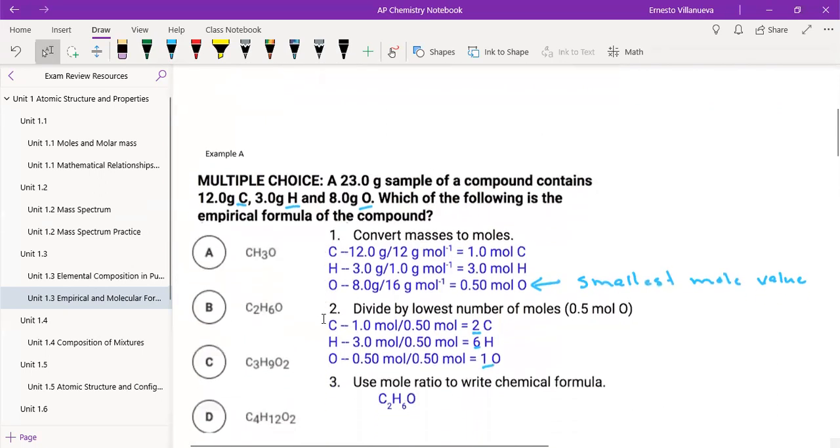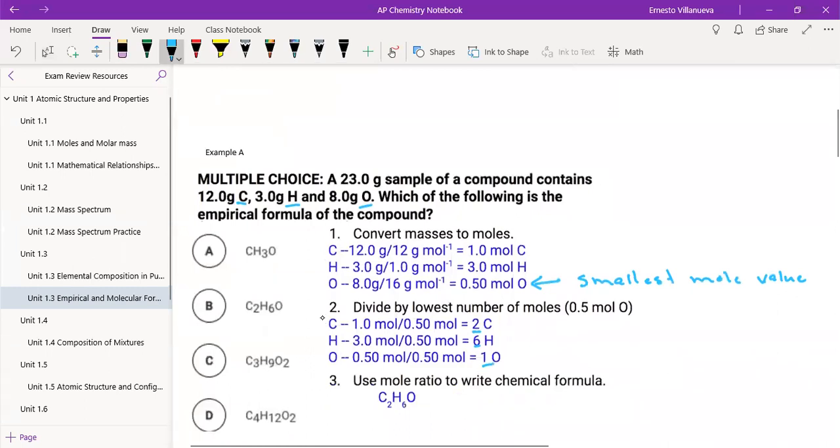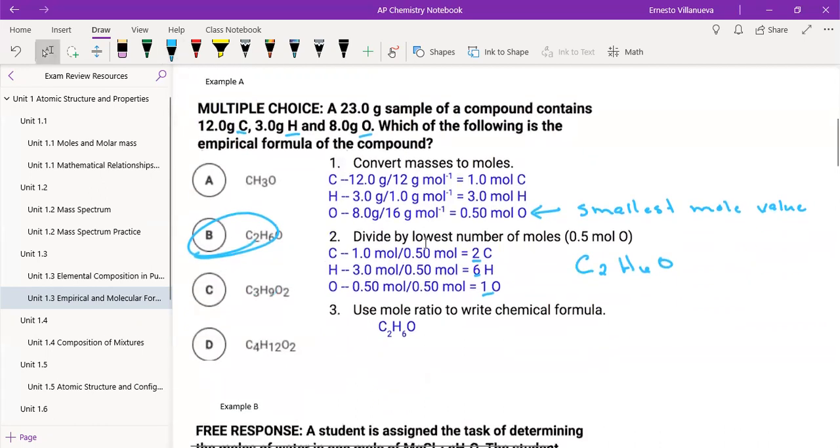Then on the multiple choice, we have to figure out that our compound is going to be 2 carbon, 6 hydrogen, and 1 oxygen. Which one is that one? Oh, there it is. Okay. Basic percent composition. This is something that you should already know how to do.